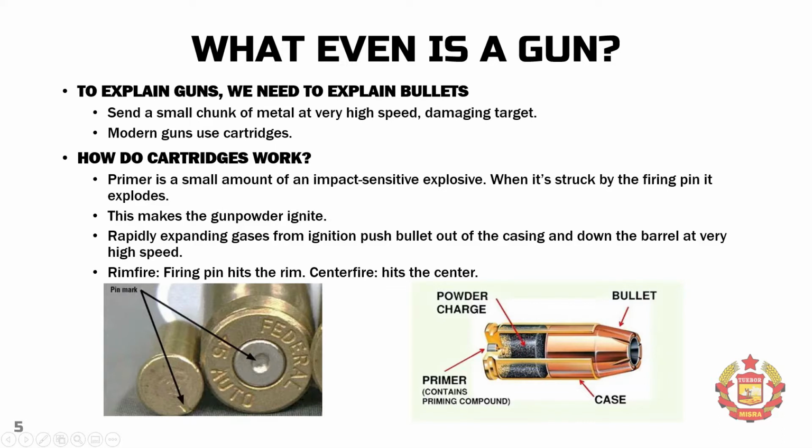So we have 2 main different types of primers, rimfire and centerfire. Centerfire is what you'll see, I guess, most often. It's on a variety of different cartridge types. You see a 45 auto here. It's on 5.56, 7.62. It's on basically everything. Rimfire, on the other hand, is for very small caliber cartridges. You'll see them mostly on 22 LR. Those are also very common, so you'll probably see both.